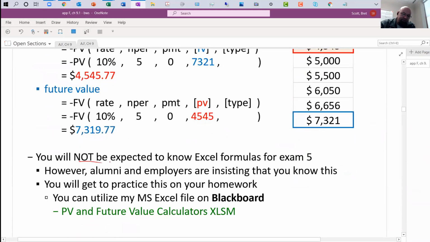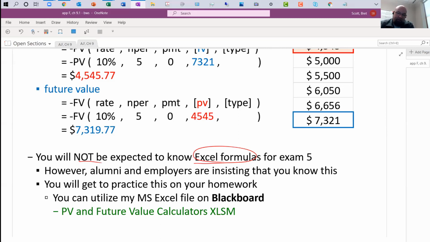You're not going to be tested on the Excel formulas on the exam, but you will see these on the homework because alumni keep coming back to us saying these students need to know more about Excel. The Excel certification is just not sticking with them. So we need to see Excel used more in classes. Fine. So I put in some Excel problems for practice on the homework.